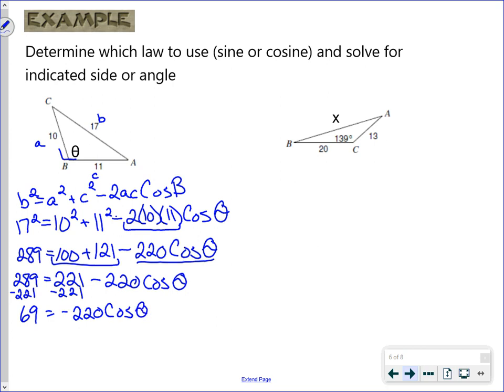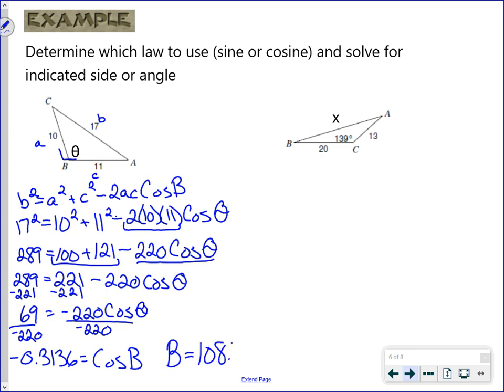So normally we have a negative on this right-hand side. This time we don't. So when we divide out that negative 220, we will end up with a negative value. So we'll end up with negative 0.3136 equals cosine B. And that's okay that this side is negative. That just means that the angle that we're looking for is larger than 90 degrees. So when we're looking for the angle, we need to use our second function, or our shift button, to find the inverse cosine. So angle B, or theta in this case, is 108.3 degrees.